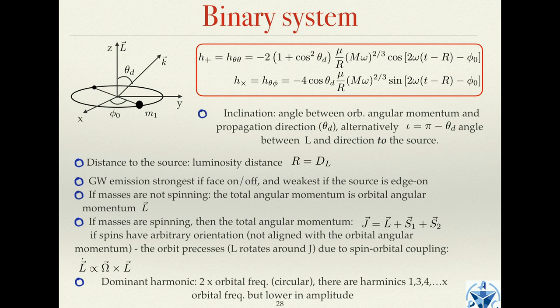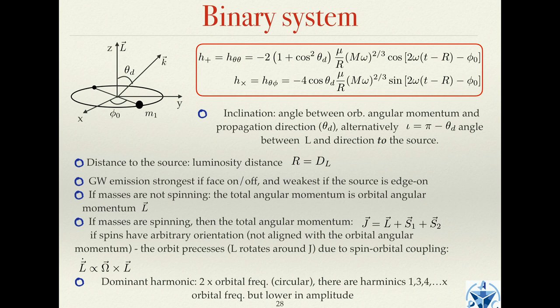Another thing I want to emphasize is this factor 2 here. So the dominant harmonic from a circular orbit, that's important, circular orbit, will be at twice the orbital frequency. It does not mean that there are no other harmonics. There are other harmonics, once, three times, four times, five times, etc., of orbital frequency, but they will be significantly weaker. Their amplitude will be suppressed by a factor v over c.